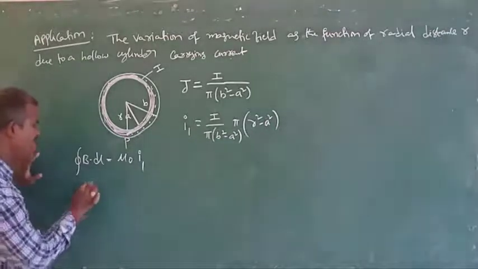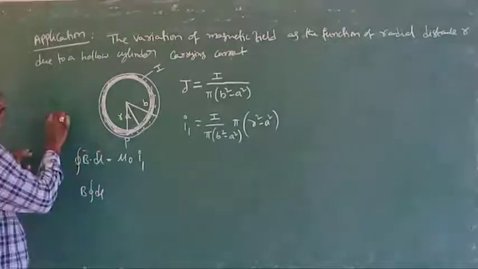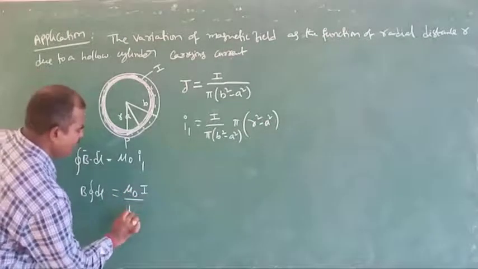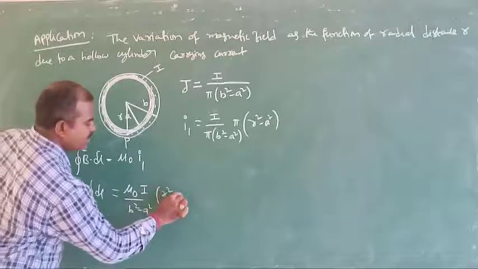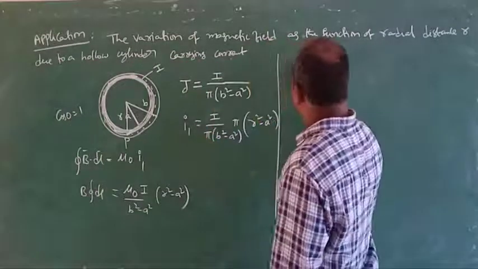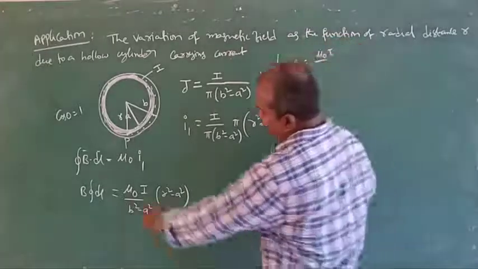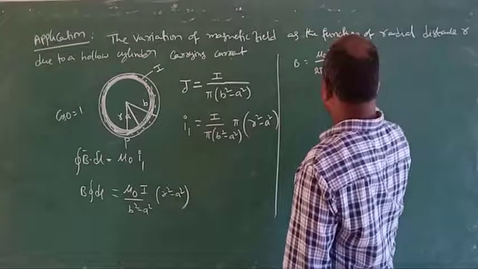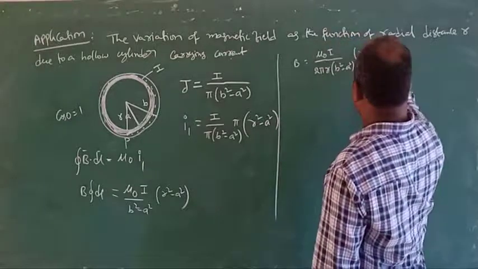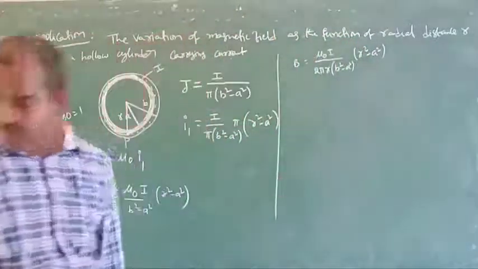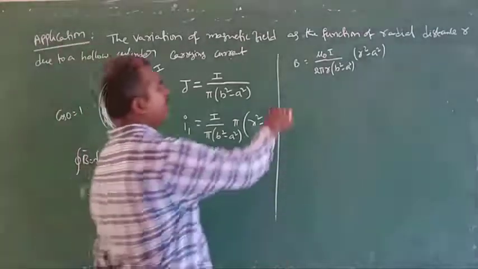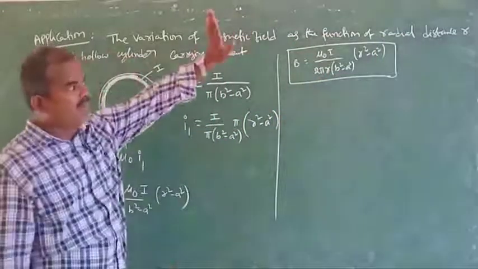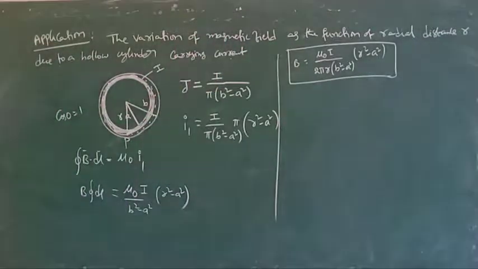Then the integral of B dl, because the angle between B and dl is 0 and cos 0 is equal to 1, is equal to mu naught I by (B square minus A square) into (R square minus A square). Therefore, B is equal to mu naught I by the integral of dl, which is 2 pi R, into (B square minus A square) into (R square minus A square). This is the magnetic field induction due to a hollow cylindrical current carrying conductor as a function of radial distance.